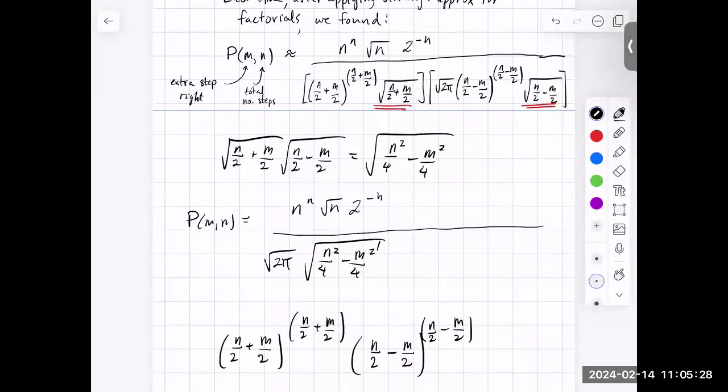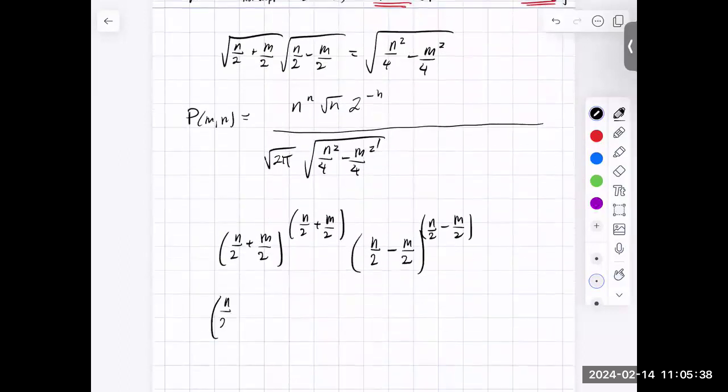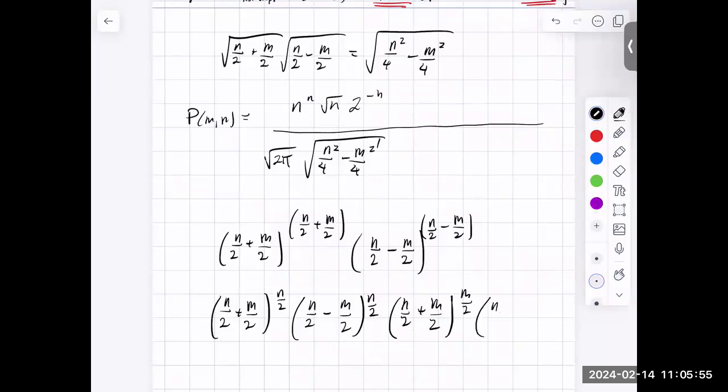If I have a power that has a sum in it, I can write that as a product of powers. So we could write this as (n/2 + m/2)^(n/2), and then I'll do (n/2 - m/2)^(n/2), and then we could have (n/2 + m/2)^(m/2), and then (n/2 + m/2)^(-m/2). So there's the difference. We got a minus sign in the second factor.